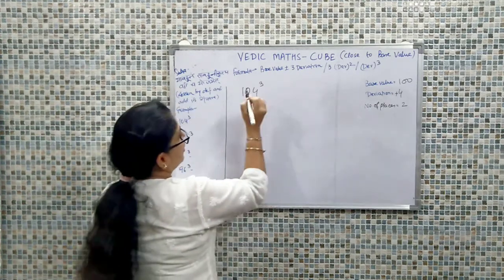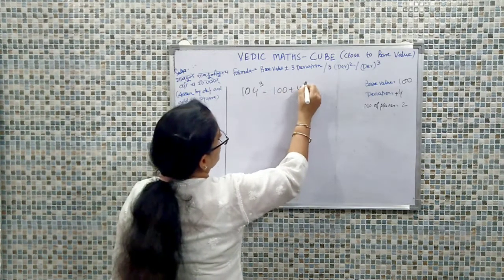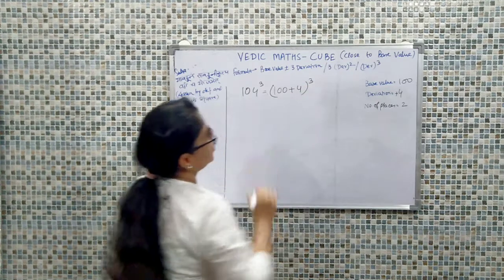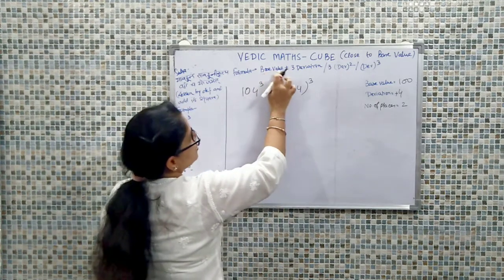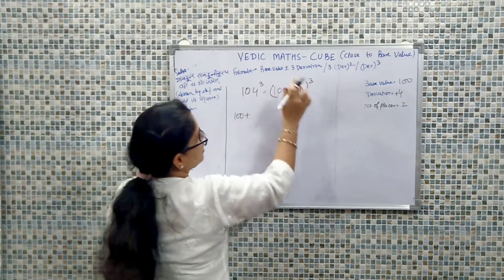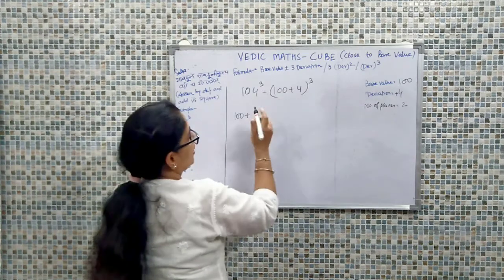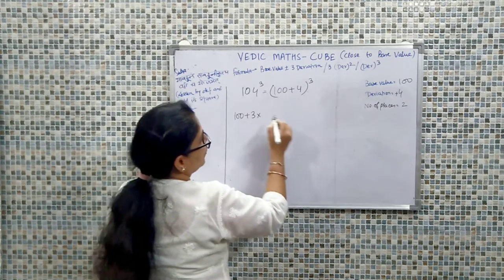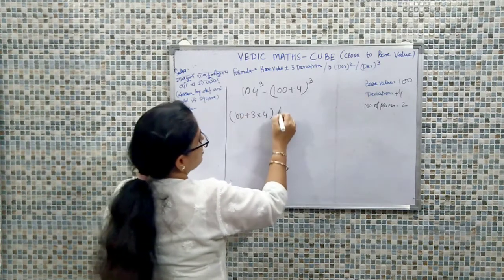We have 104, and this 104 can be written as (100 + 4) whole cube. Now let's come to the first part. The first part says base value. So the base value is 100 plus, because here we are above the base value, so we are going to take the plus sign. Plus 3 times the deviation. What is the deviation over here? That is 4. This is the first part.